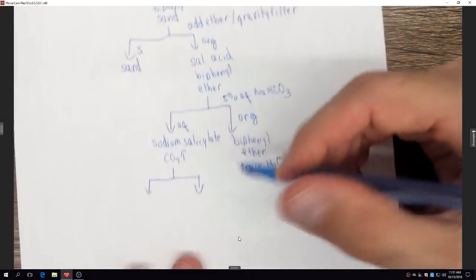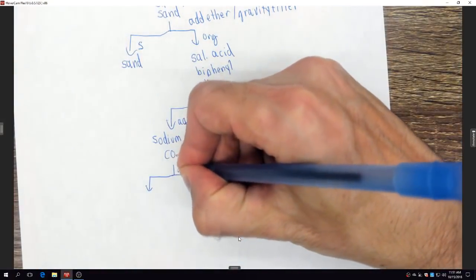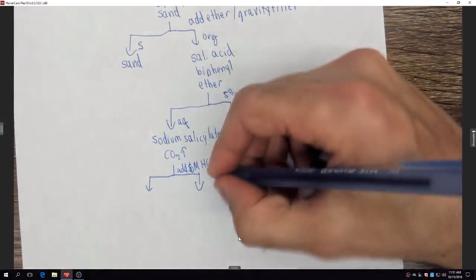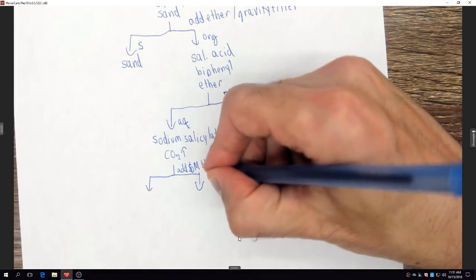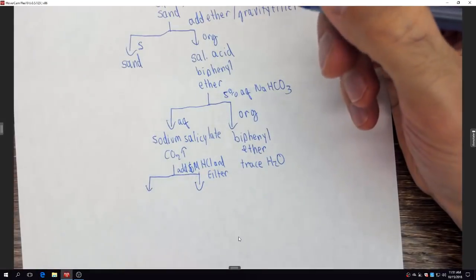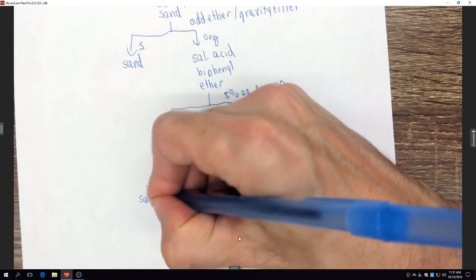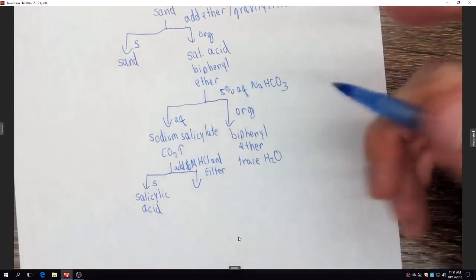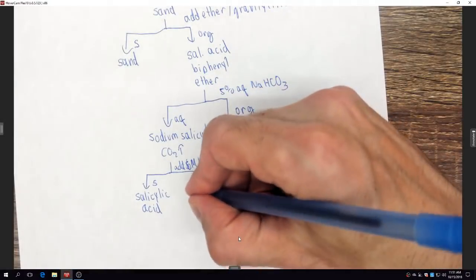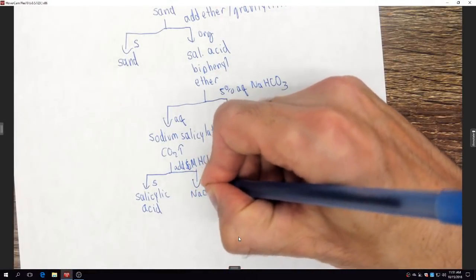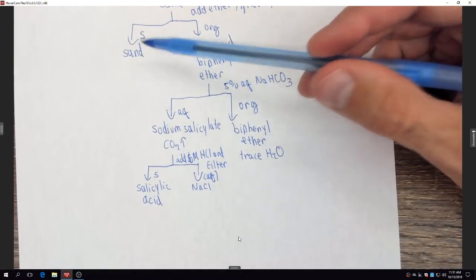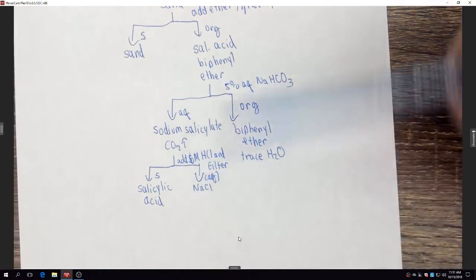So what we want to do here is add, I think it's 6 molar, HCl, and then you're going to filter. All right, so our solid is going to be salicylic acid. And our aqueous is simply going to be NaCl. All right, now we have solid sand separated. We have solid salicylic acid separated.